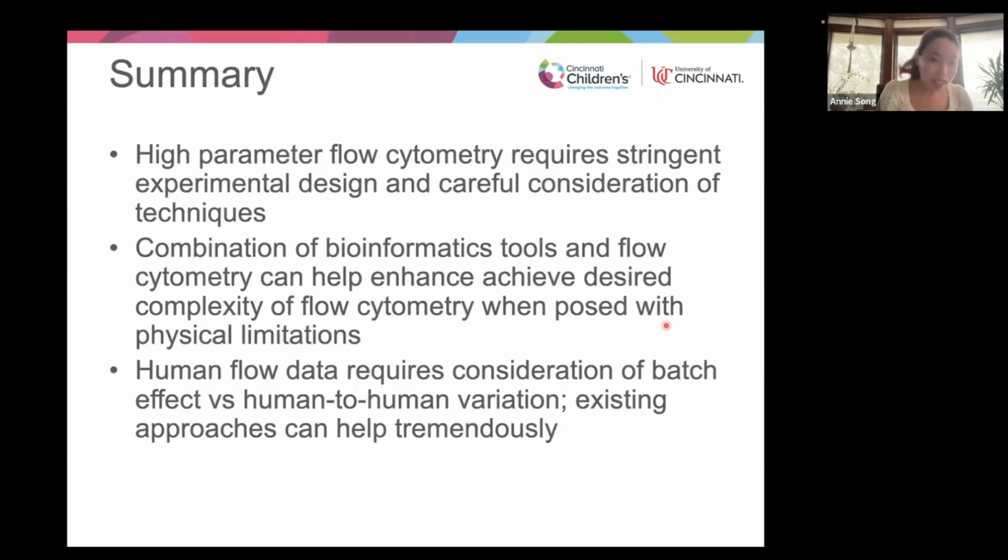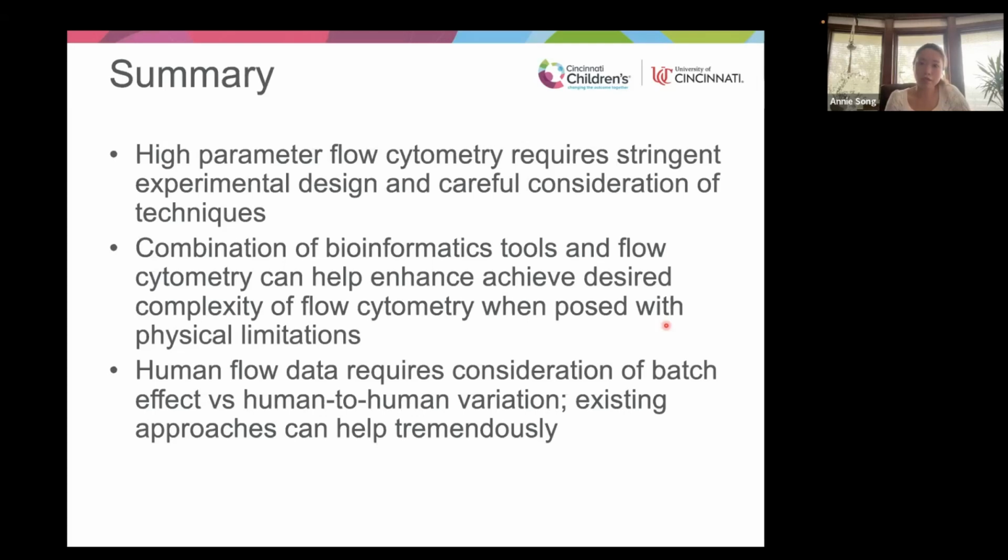So this is a short talk. In summary, in the first part I talked about how there are a lot of technical considerations that need to go into the experimental design and the execution of techniques. Then I touched on how we can use a combination of bioinformatics tools and flow cytometry to help us get the desired complexity of real-world flow cytometry. And lastly, I also talked about how we can use existing tools in a new approach, which is to correct for the human-to-human sample acquisition batch effect, and therefore address the true sample-to-sample variation. Some of the existing approaches can help tremendously, as we have seen here today.